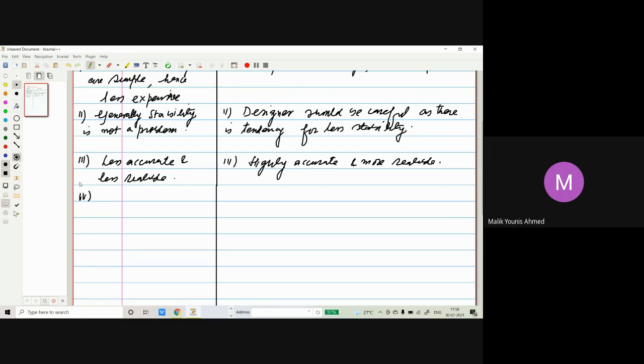Next is no feedback, output has no effect on input. In this case, we don't have feedback in open loop control system, so output has no control over the input.